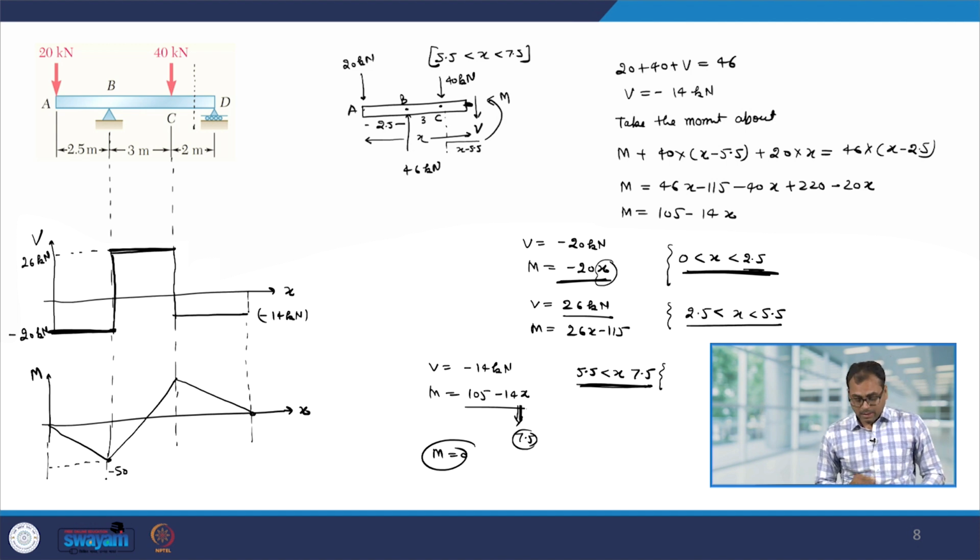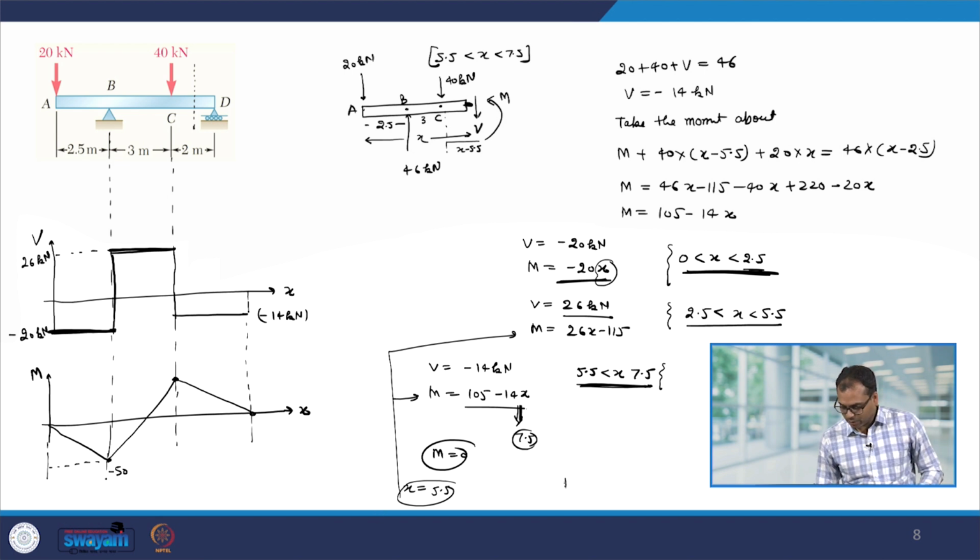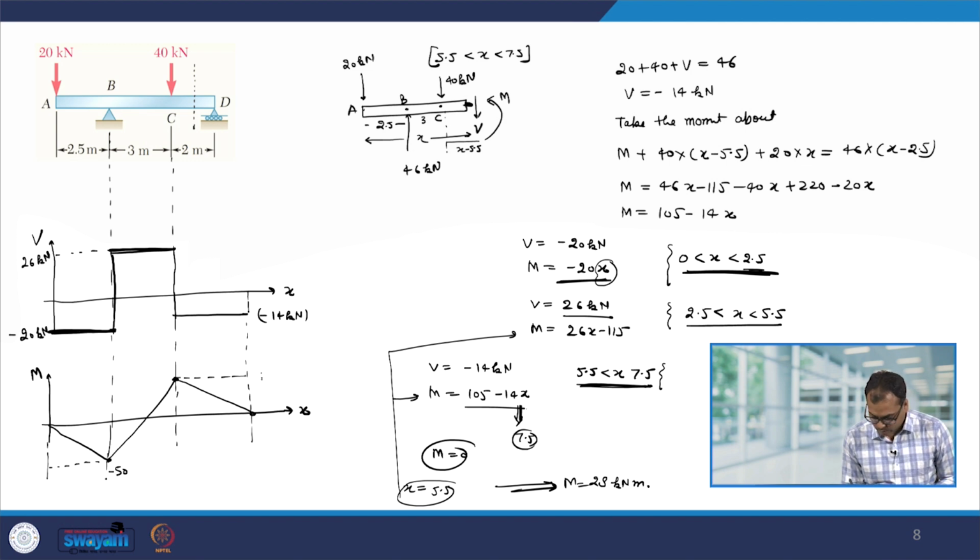Okay. And let us look at the value over here. So, here my x is 3 plus 2.5. So, x is basically 5.5. Let us put x equal to 5.5 either in this equation or in that equation. You can see that if you put x equal to 5.5, then you get m equal to 28 kilonewton meter. So, therefore, this value will be plus 28 kilonewton meter.